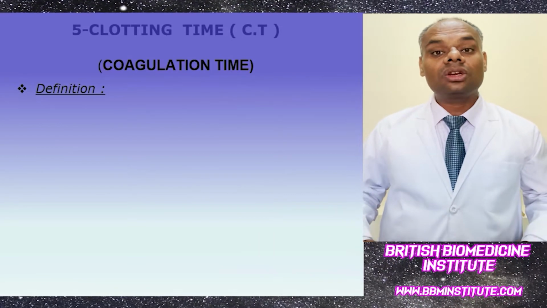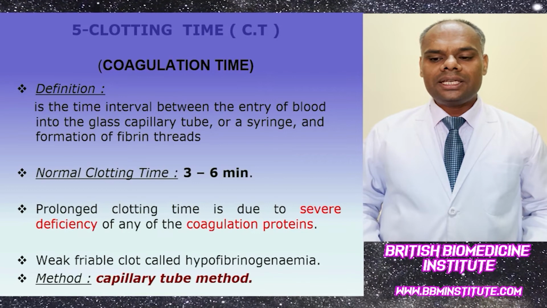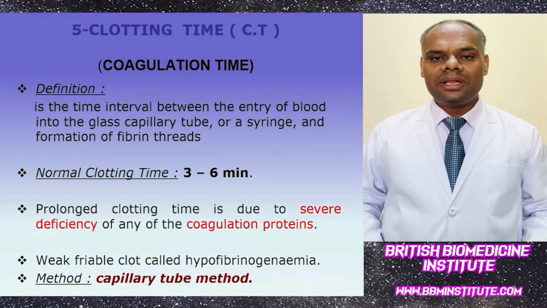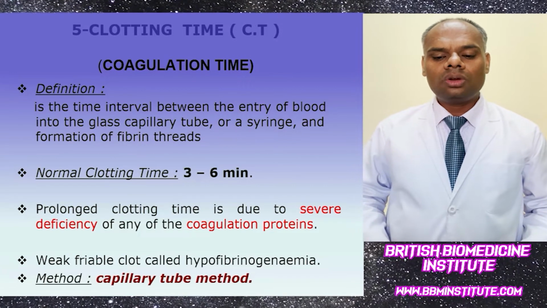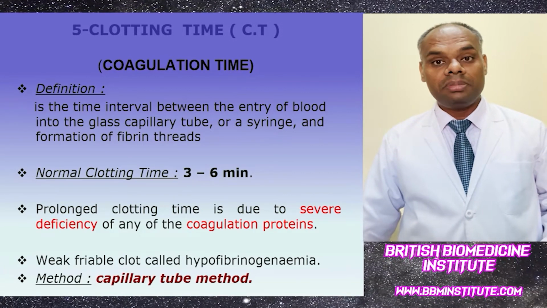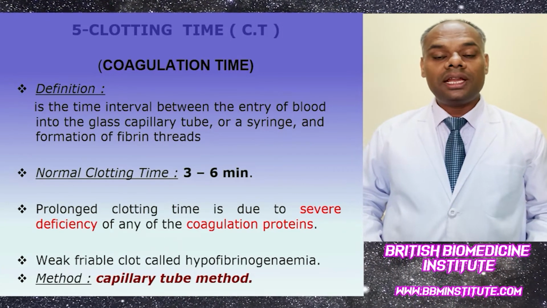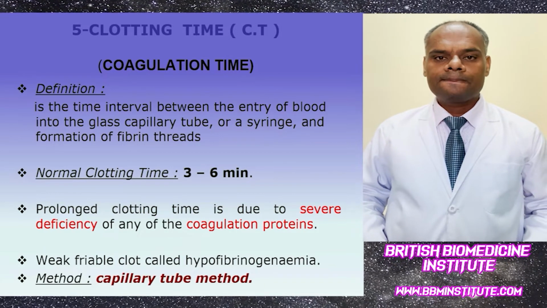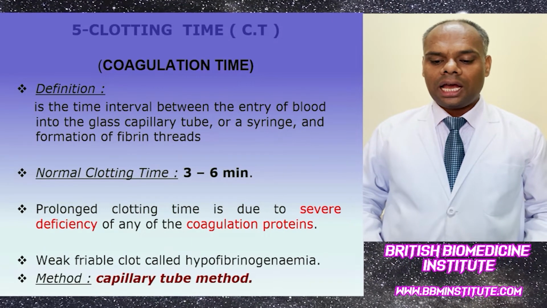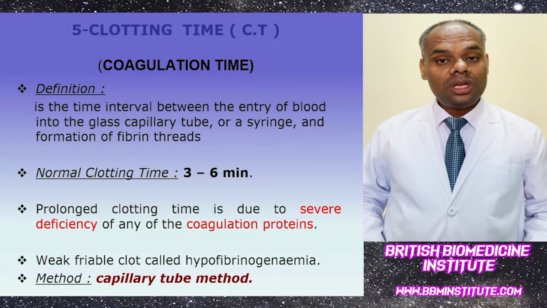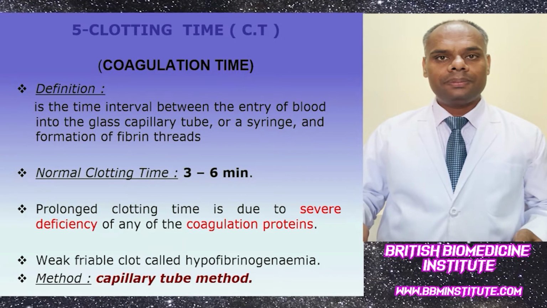So next is CT, clotting time or coagulation time. It is the time interval between the entry of blood into the glass capillary tube or a syringe and formation of fibrin threads. The normal clotting time is 3 to 6 minutes. Prolonged clotting time is due to severe deficiency of any coagulation proteins. Weak fibrin clots are known as hyperfibrinogenemia.